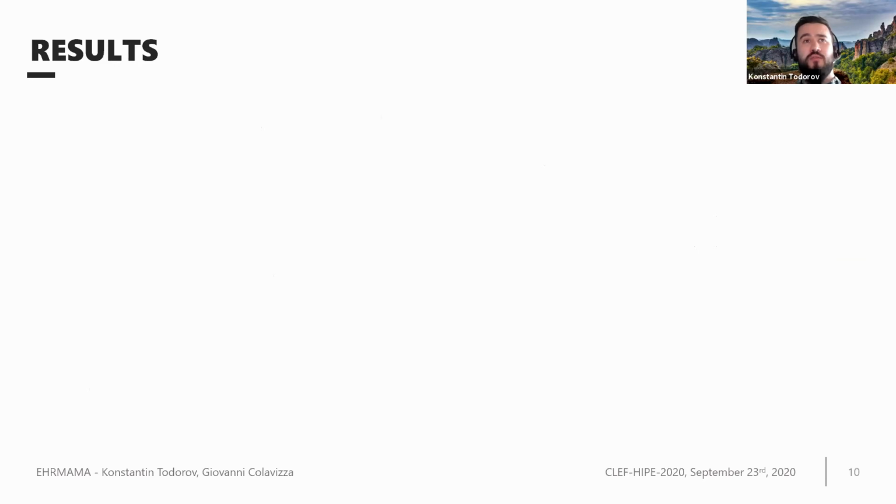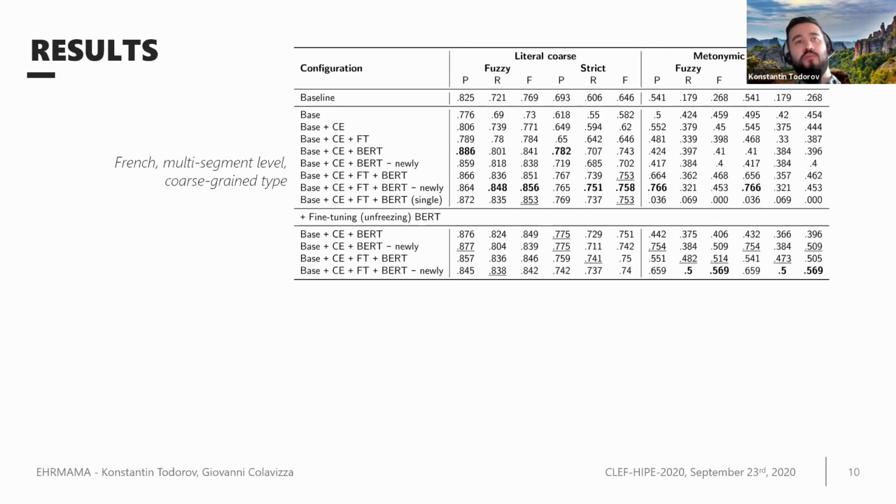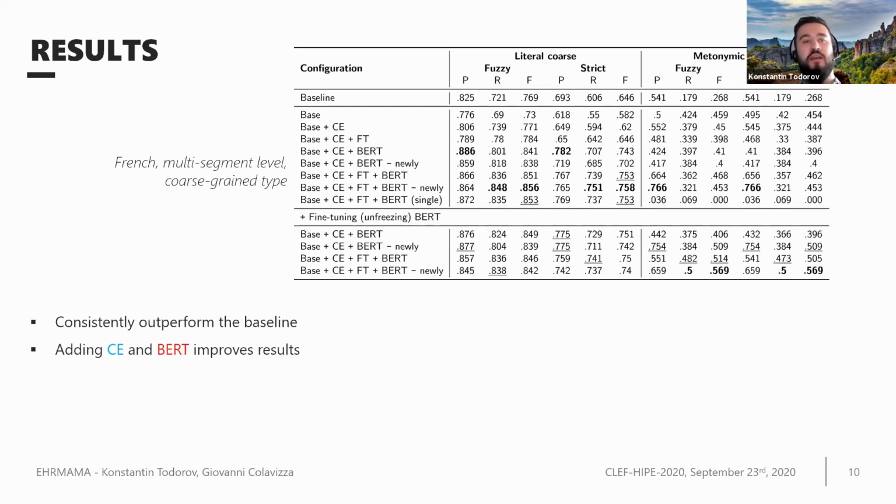Now going to the results. Here you can see our first table where we have the multi-segment level for the French language. Here we can see several things which I must note are visible in the other results as well. We see that our modules consistently outperform the baseline. We see that adding the character embeddings and BERT always improves results. Still, we see that all modules contribute one way or another. They improve results when a module is added on top of the configuration.